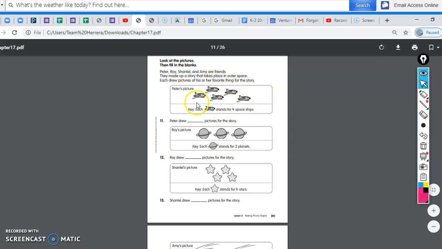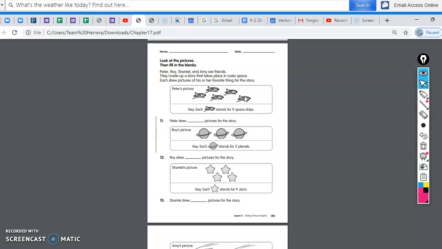So in Peter's picture, he has 1, 2, 3, 4, 5 rocket ships. And the key is each rocket ship stands for 4 spaceships. So we could use multiplication. Okay, we could use repeated addition. We would be adding 4.